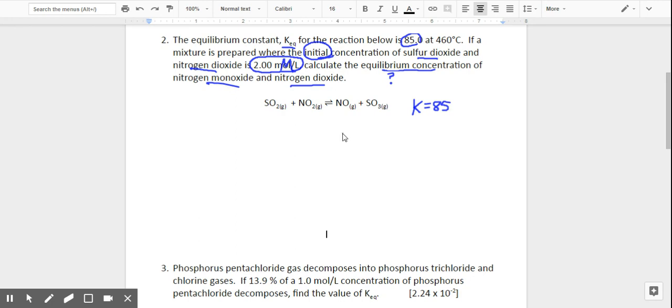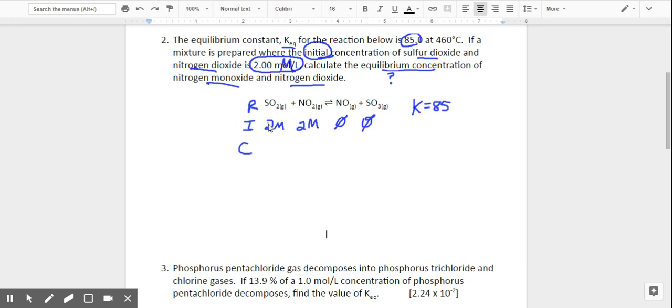So in this problem, we have the K value given to us, and we're trying to find the equilibrium values. So the very first thing I do again is set up my Rice chart. So I have R already. For my I value, it tells me sulfur dioxide and nitrogen dioxide are 2 molar. So I'm going to plug in 2 molar here and 2 molar here. Because they don't give us any information about NO and SO3, those are both 0.